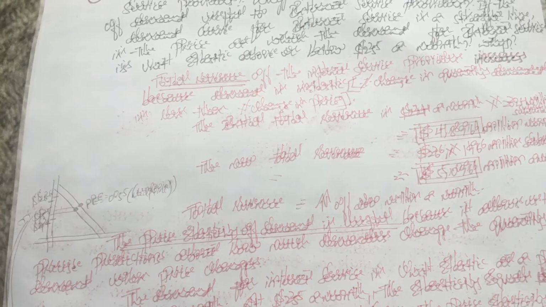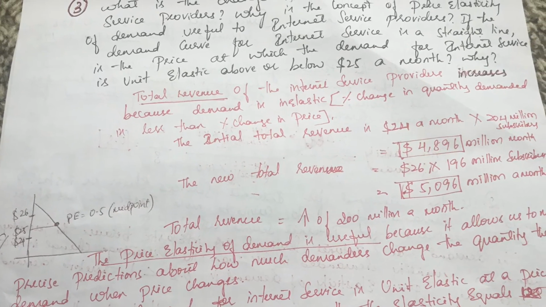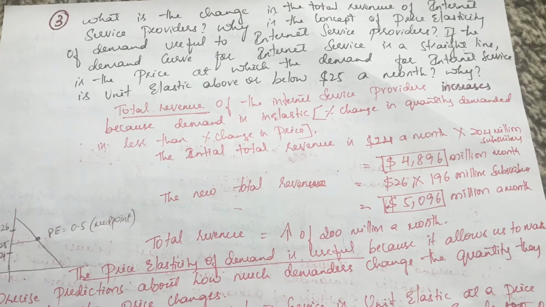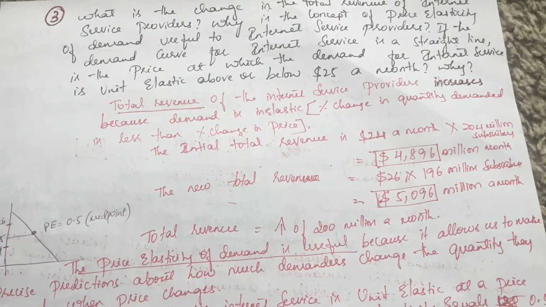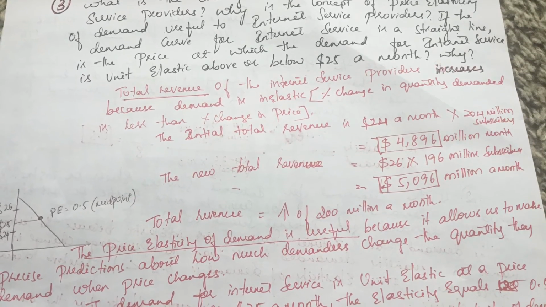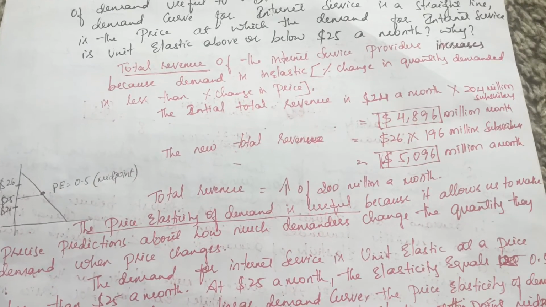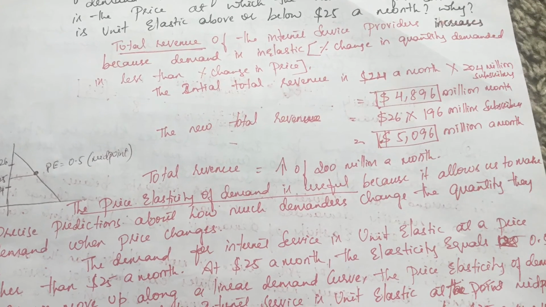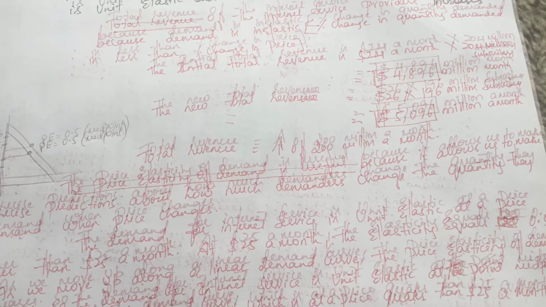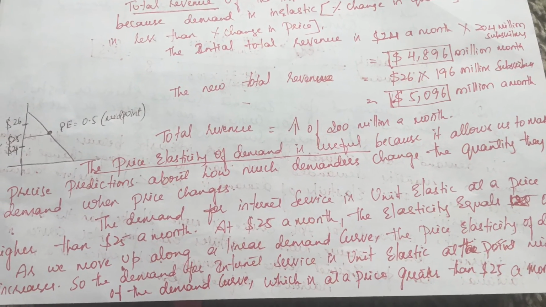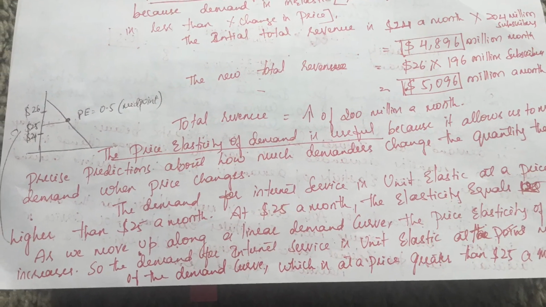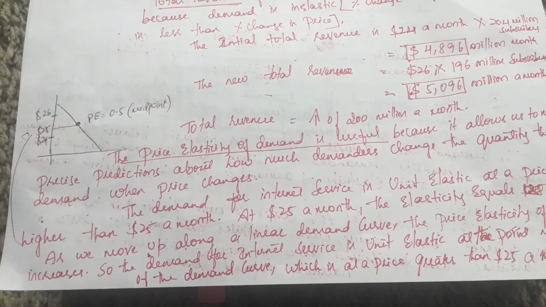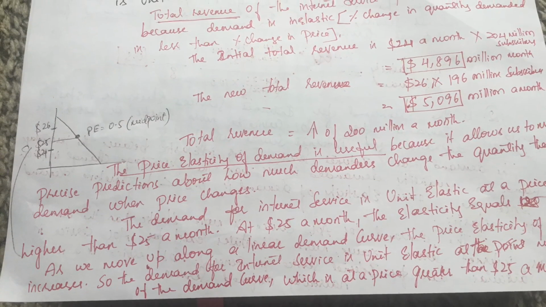So as we move up along the linear demand curve, the price elasticity of demand increases. So the demand for internet service is unit elastic at the midpoint of the demand curve, which is at a price greater than $25 a month. So the price now is $26, which is above the midpoint, or above $25 a month.